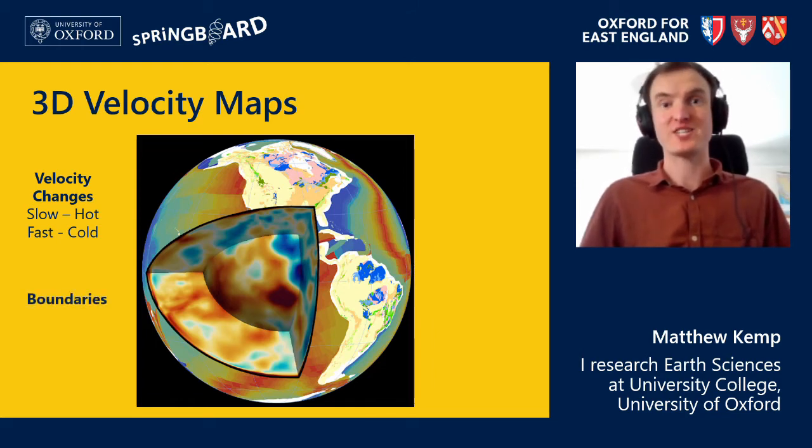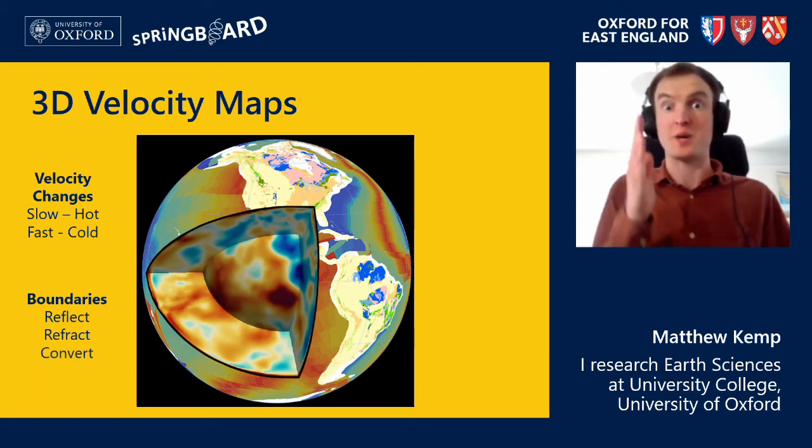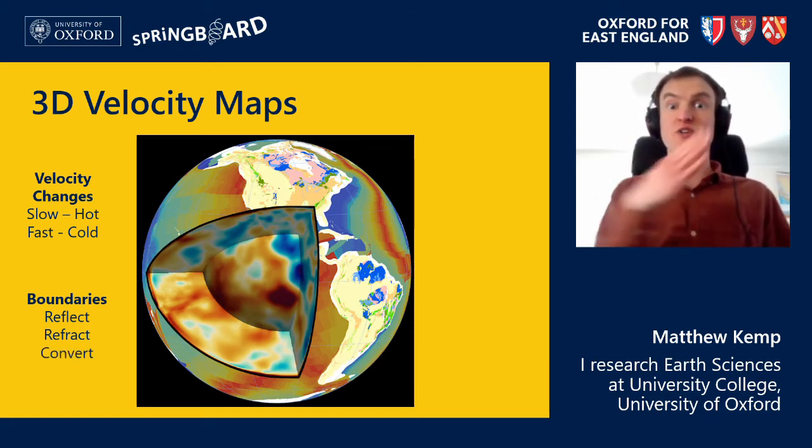Also, we can detect when those seismic waves hit boundaries, because they can either reflect off them, so they bounce off them, or they can refract, so they change direction when they go through them, or they can convert from one form to another. So it could be a P wave, and then it hits a boundary and turns into an S wave.